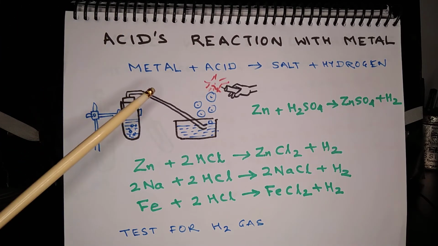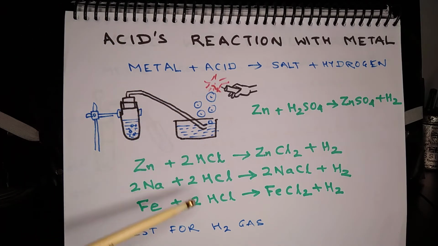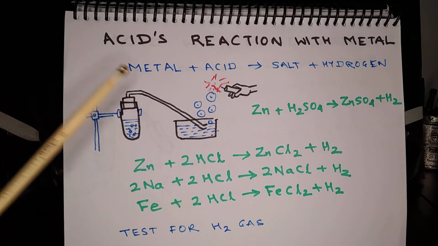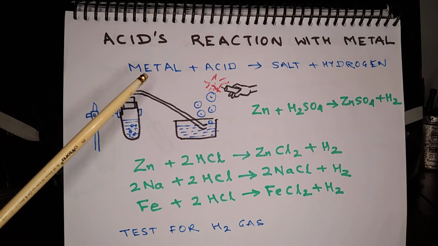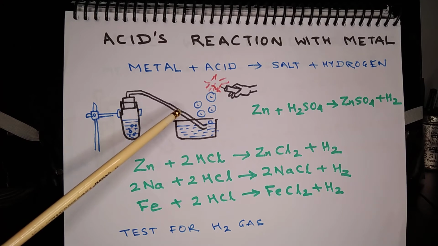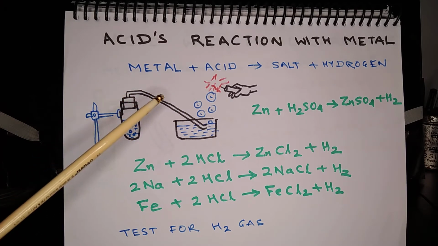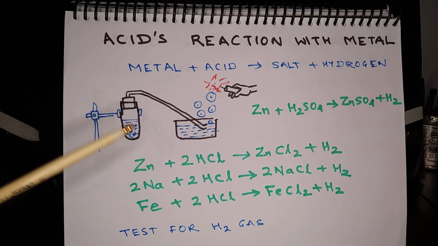How do we know that the gas is hydrogen gas? So for this, you need to do a confirmatory test. Bring a burning candle or a burning splinter near the bubbles, and if it burns with a pop sound, it confirms that hydrogen gas has been evolved.